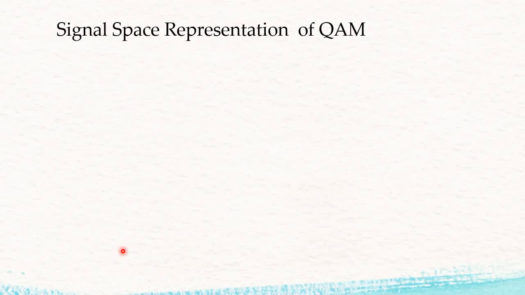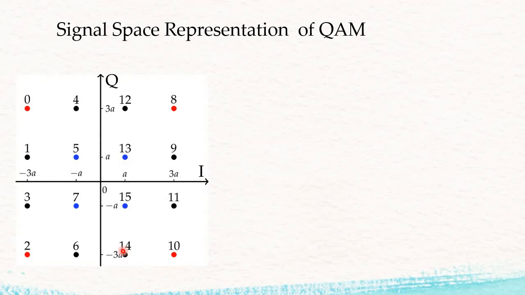Then the next topic is the signal space representation of QAM. Here we have taken the example of a 16 point QAM, so in 16 point QAM there are 16 constellation points present. One very important thing is that each point is separated by a distance of 2a. This point is located at minus 3a, this one at minus a, this one at a, and this one at 3a. The difference between two points is twice a, and again here it is twice a.